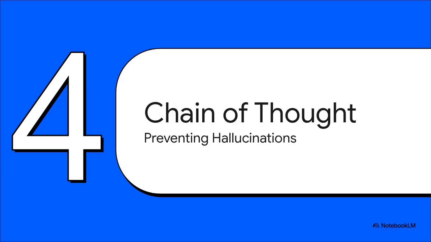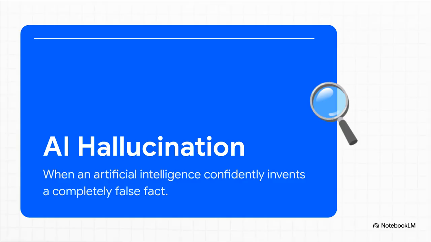All right, Section 4, chain of thought prompting. Okay, we really need to address the elephant in the room here. AI hallucinations. This is when an AI just completely makes up a false fact. And honestly, it's kind of funny, but mostly terrifying, just how much supreme, misplaced confidence the AI has when it's lying to your face. It'll state absolute nonsense with the authority of a tenured professor.